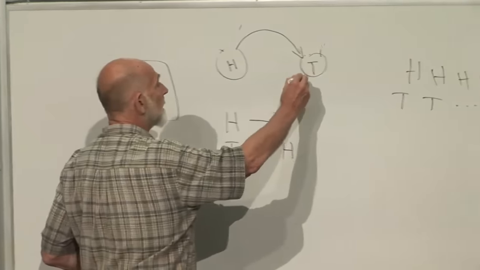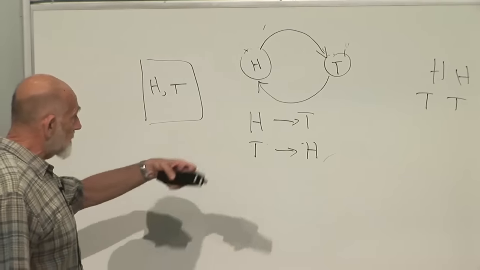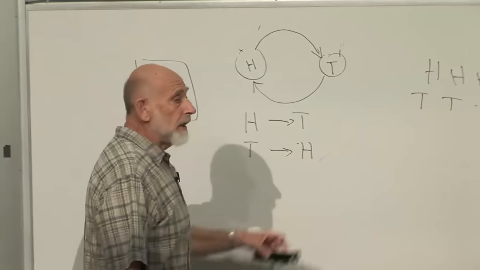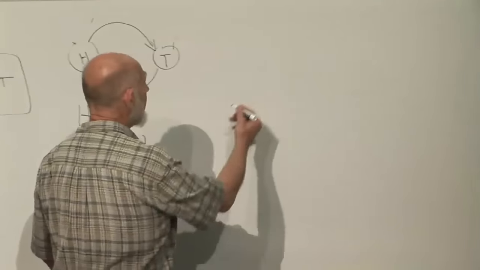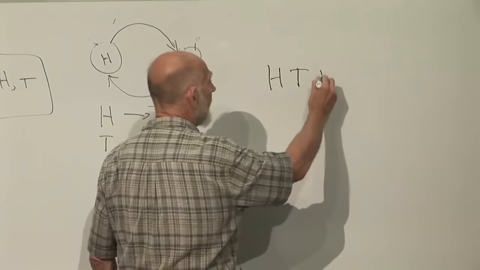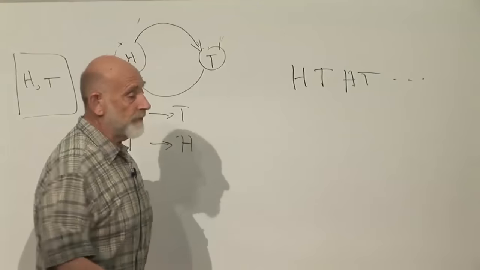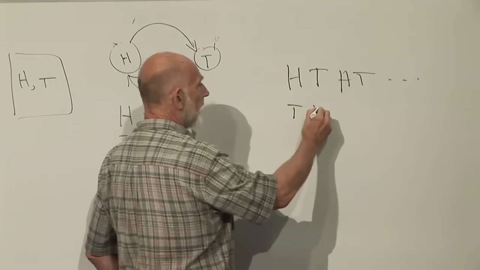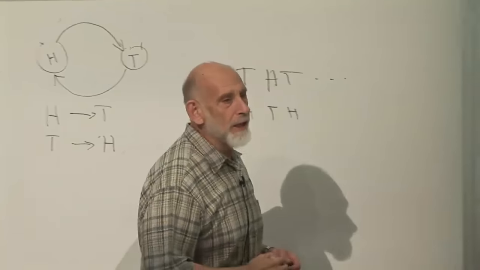And that would be this law of physics. Heads goes to tails, tails goes to heads, heads goes to tails. And the history now of the world would be, if you start with heads, you then go to tails. Then you go to heads, then you go to tails, dot, dot, dot. But if you start with tails, you go to heads, tails, heads. Still pretty boring, but a little more interesting than the original first law.